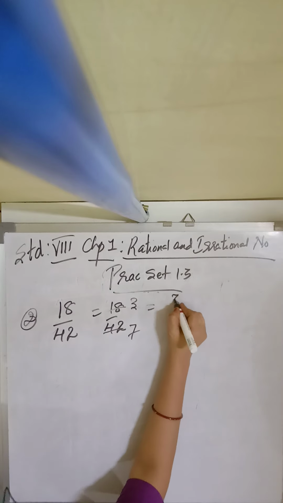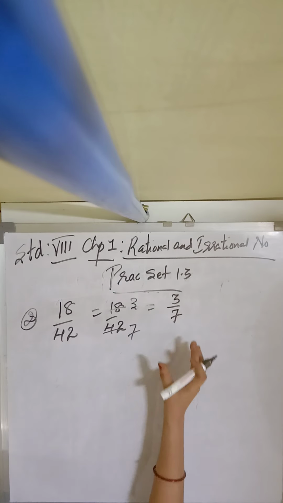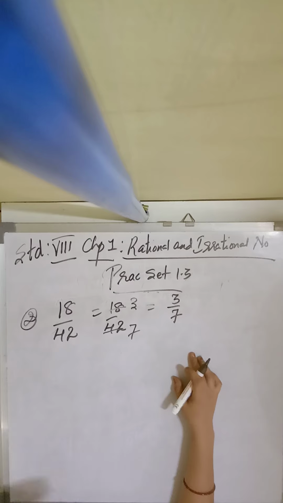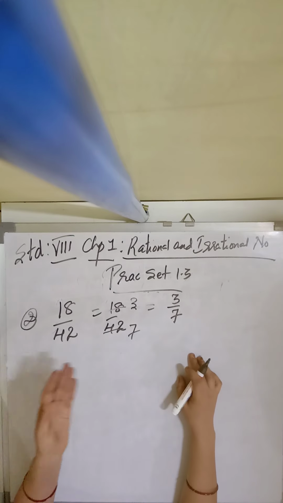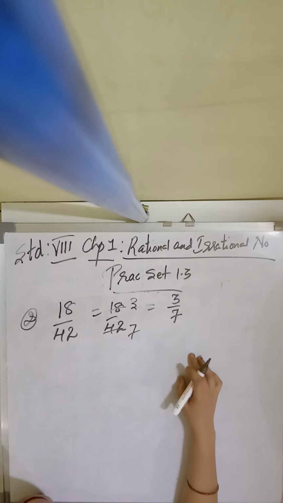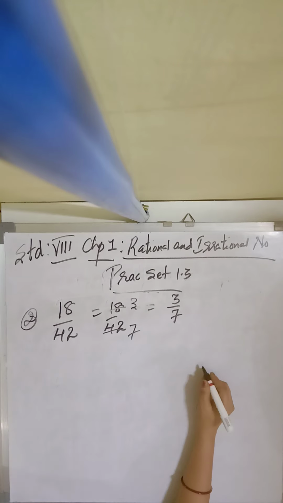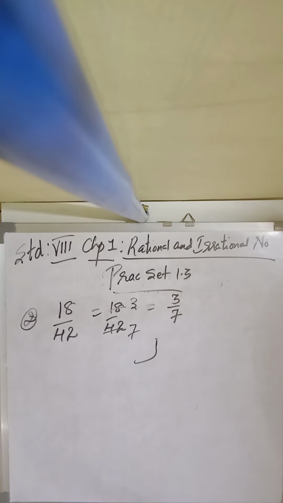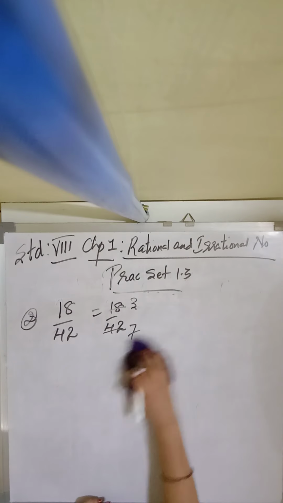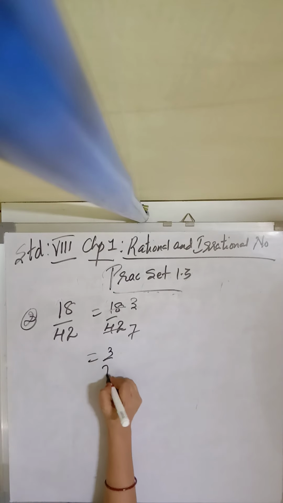So this will become 3 upon 7. Sometimes, children, you can do it this way also: you can reduce a fraction if it is reducible, and then convert into decimal, so that will go a little easier for you. So we have got 3 by 7, I am writing it here, 3 upon 7.